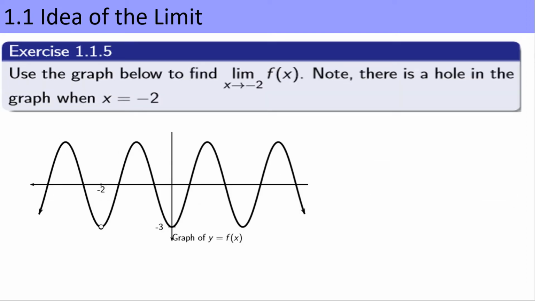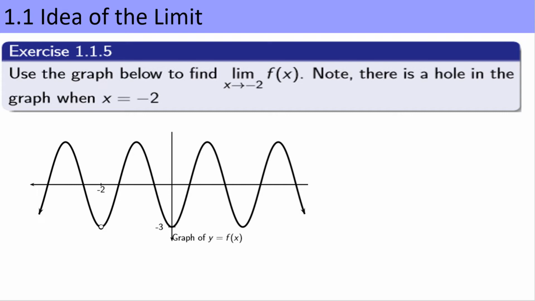Exercise 1.1.5. Use the graph below to find the limit as x approaches -2 of f of x. Note that there is a hole in the graph when x equals -2. This graph is sinusoidal.